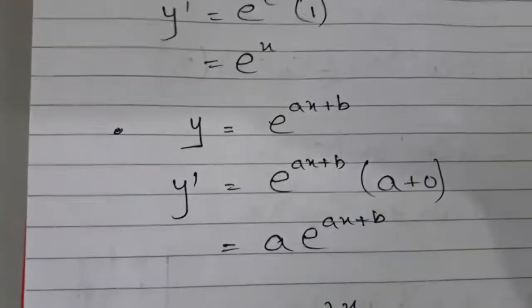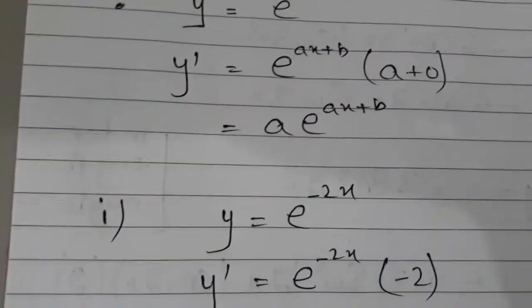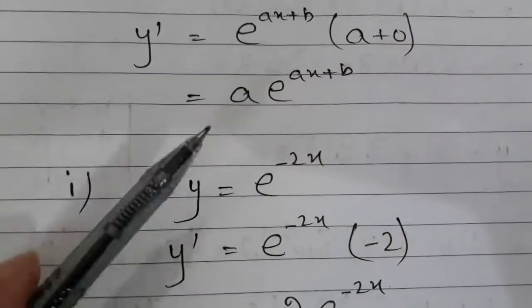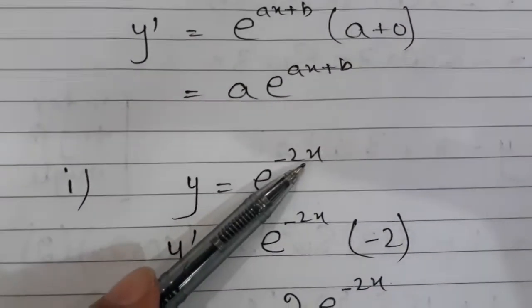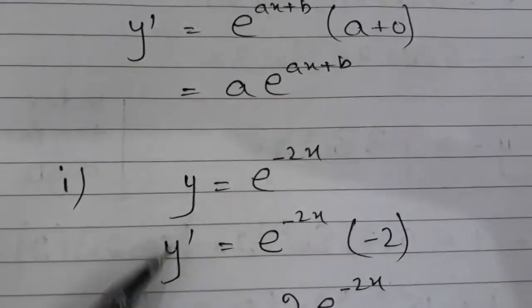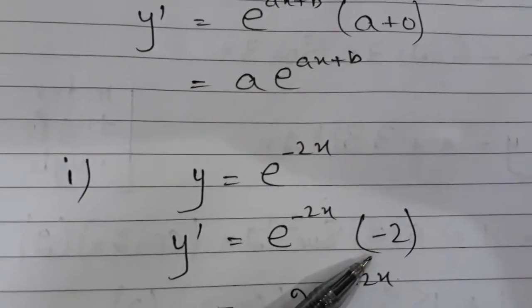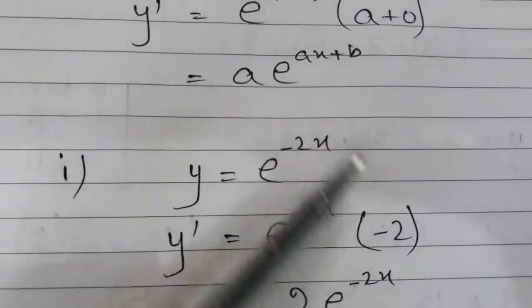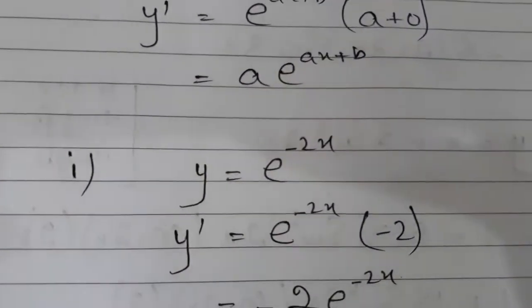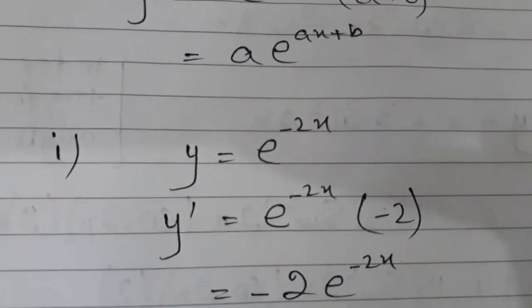Now let's take a few examples from exercise 19.1. This is my first example. y equals e power minus 2x. Like I said, in differentiation it will remain as it is first of all, and multiply by the differentiation of the power, which is minus 2. Now you can rewrite it neatly like this.